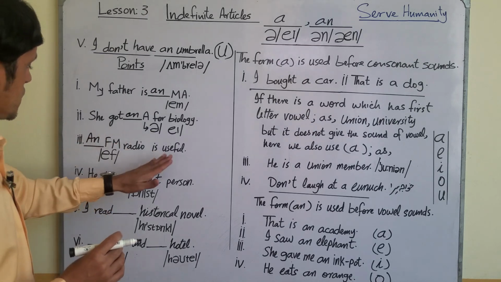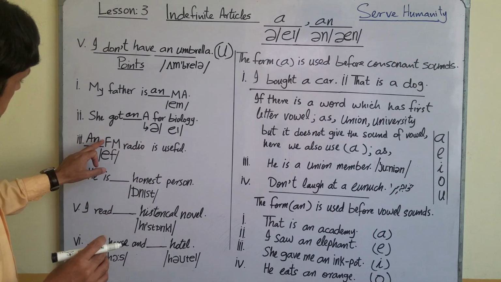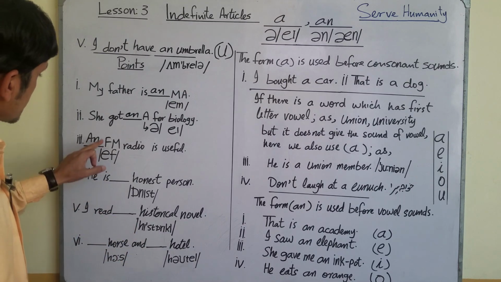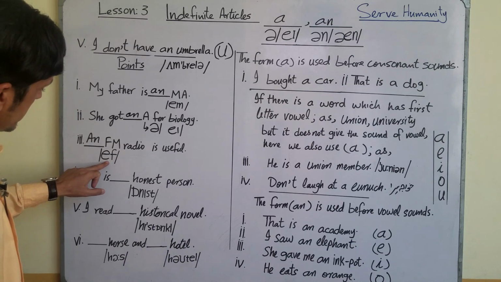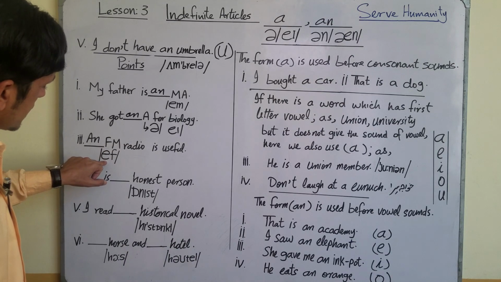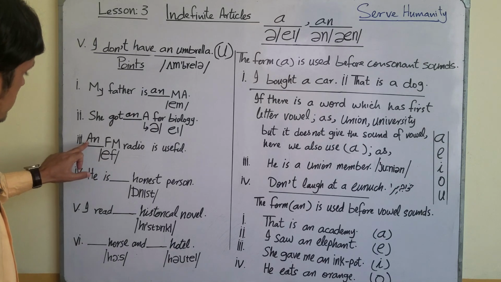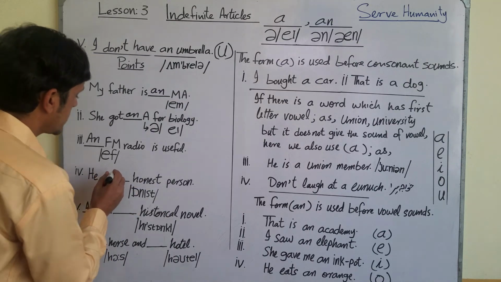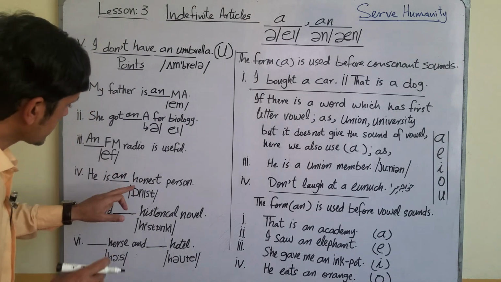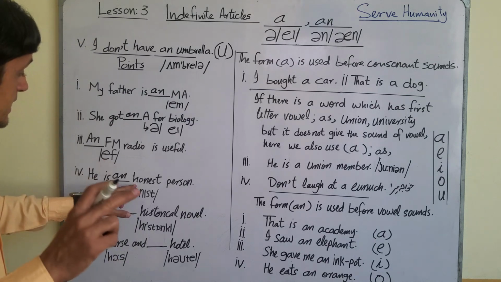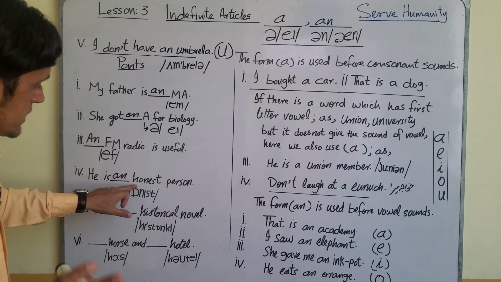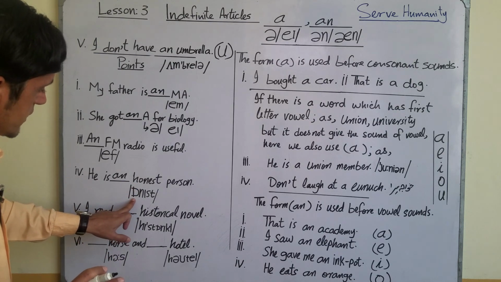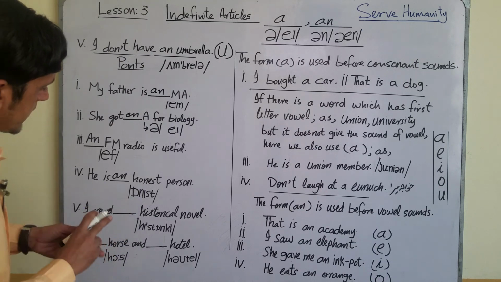An FM radio is useful, because if you look at this, F is a consonant, but if we write it in phonetic form, F is written like this, and that is the sound of a vowel. That's why we write an here. And he is an honest person. Why? Because it is a consonant basically, but it does not give its sound here. It is silent here.